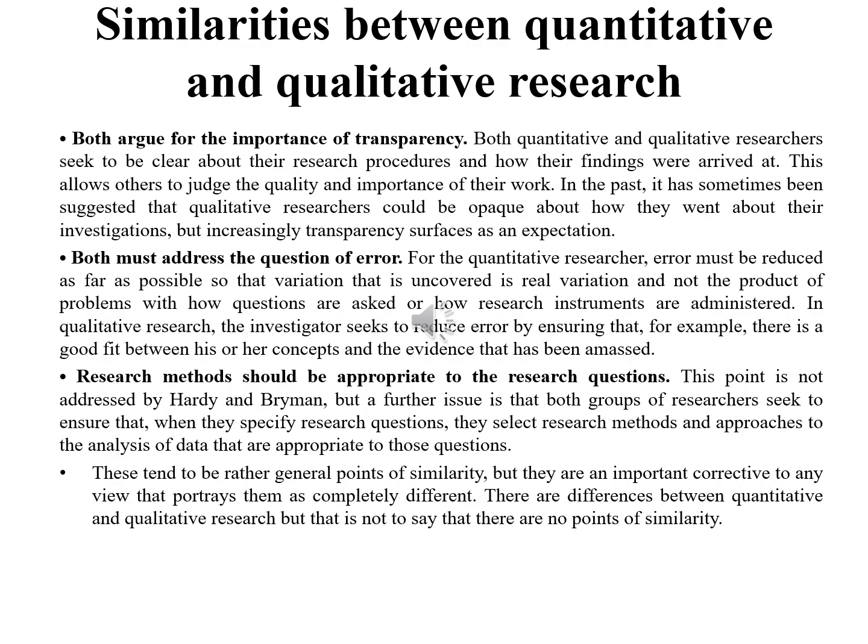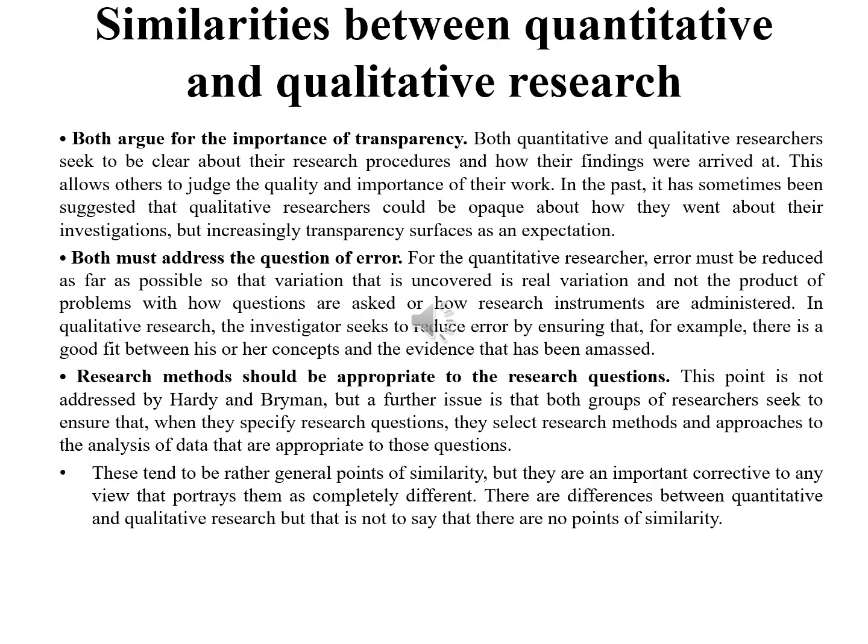Now the next one: both argue for the importance of transparency. Both types of researchers clearly explain how they collected and analyzed their data. Researchers should be clear and open about how they did their research. Whether you go for qualitative or quantitative research, in both you have to be transparent and able to answer how you did the research, and how you collected and analyzed the data.